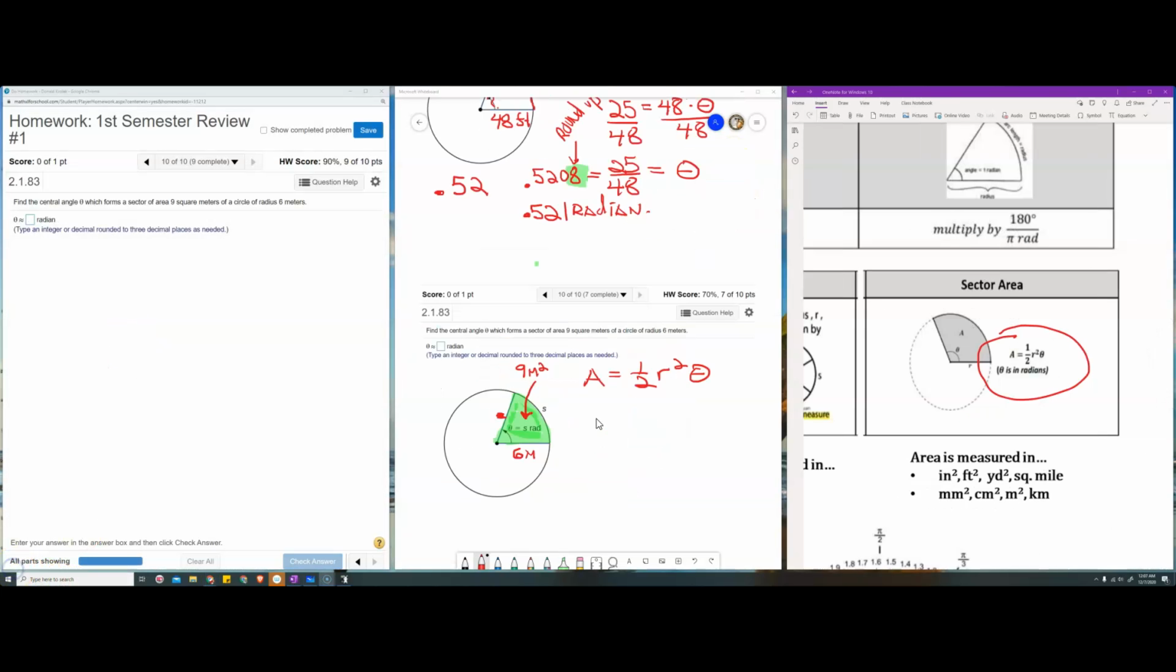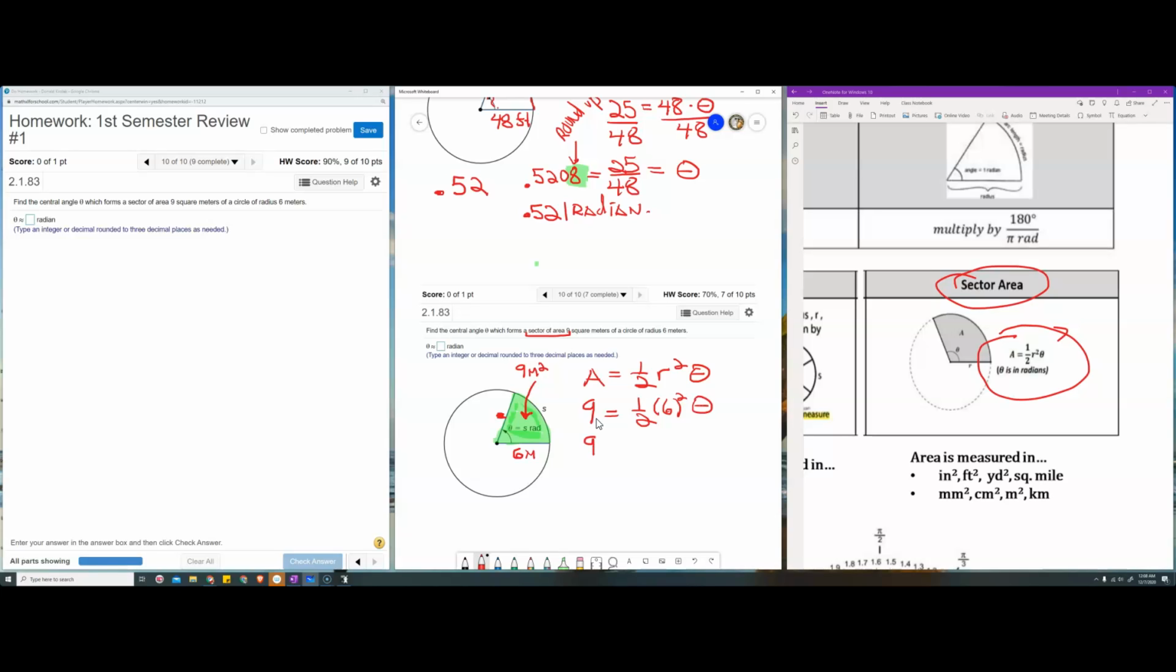Last question. Okay, the area of our sector we're told is 9 square meters. So this shaded piece right here is 9 square meters. So I'm going to take out A in my formula, and since this is referring to area of a sector, I'm using my area formula over here. So that's going to be 9 equals 1/2. The radius is 6 meters. And I don't know the angle. That's what I'm trying to find.